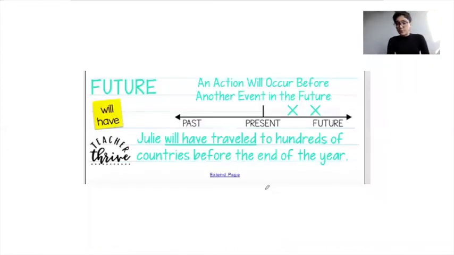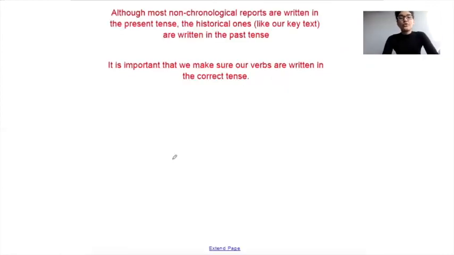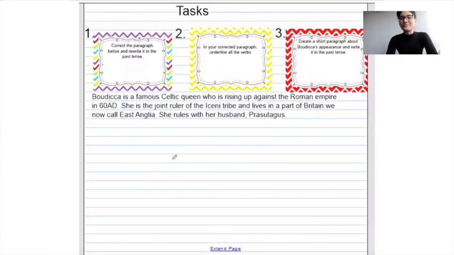You also have the future perfect, which is an action that will take place before another event in the future. It often has the words will have in it. And an example of a sentence is Julie will have travelled to hundreds of countries before the end of the year. Although most non-chronological reports are written in the present tense, the historical ones, like our key text, are written in the past tense. It is important that we make sure our verbs are written in the correct tense.